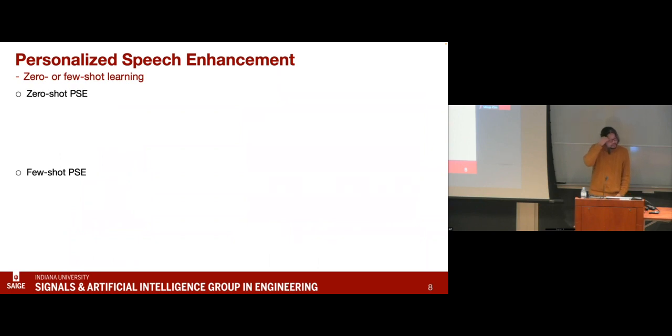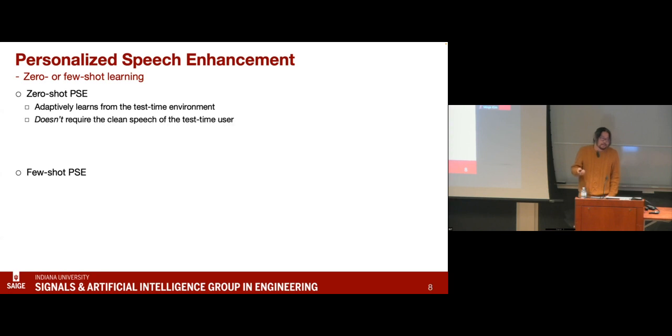I'm going to try to introduce some algorithms that me and my students have developed so far. And I'd like to group them into 2 different categories. First thing is a zero-shot PSE, where we don't require any clean speech from the test time user. We somehow want to adapt the model so that it can handle that unknown test time speaker, which is tricky because it's kind of an impossible job. But we could figure out some algorithms that don't require clean speech from the test time user.